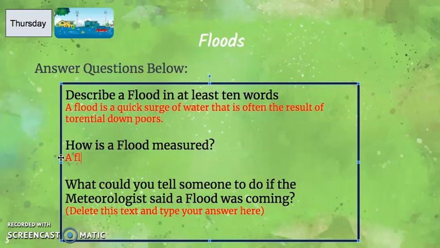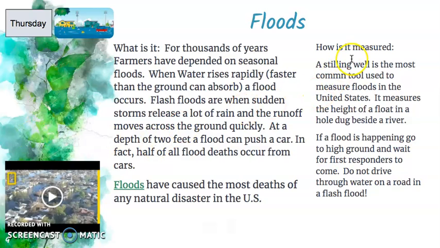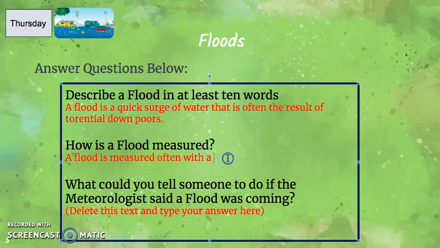Well, a flood is measured often with different devices. It's often measured with a stilling well. And you might say, Mr. Tennant, why do I have to learn all the names of these complex things? Well, you have to learn names of scientific instruments and such so that you can actually be smart, for one thing, and because an important thing that scientists have to do is they base their predictions on past measurements. And you can't take past measurements and talk about past measurements if you don't know the names of the things you're talking about. What could you tell someone to do if the meteorologist said a flood was coming?